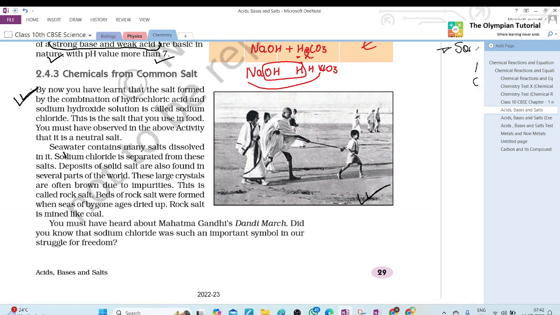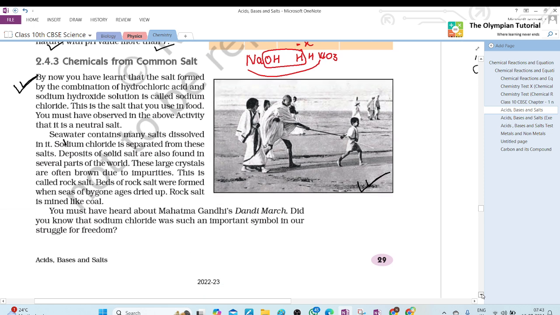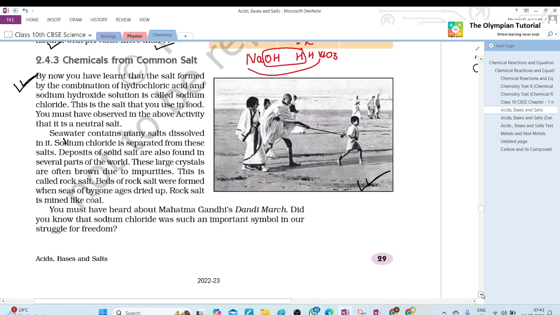Deposits of solid salt are found in several parts of the world. These large crystals are often brown due to impurities. This is called rock salt. Beds of salt were formed when seas of bygone ages dried up. Rock salt is mined like coal. You must have heard about Mahatma Gandhi's Dandi March. Did you know that sodium chloride was such an important symbol in our struggle for freedom?